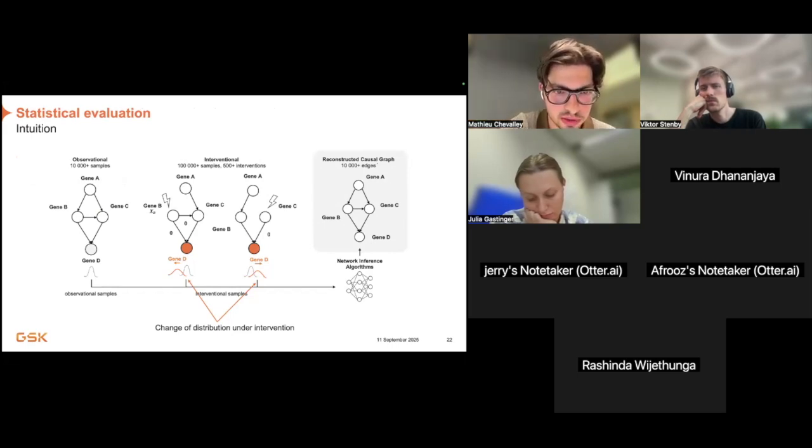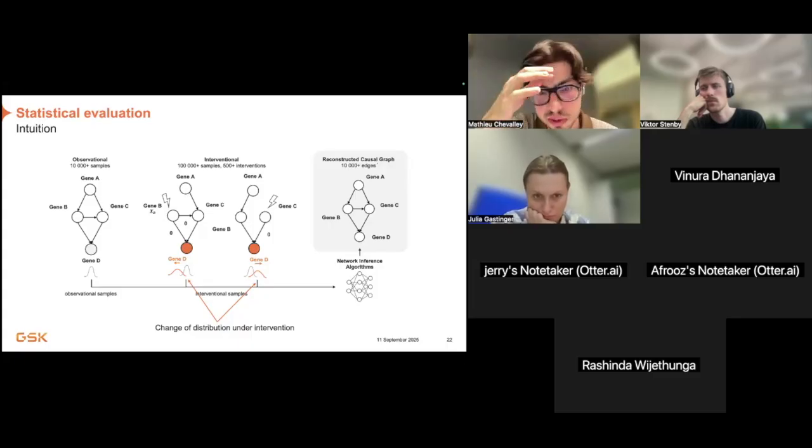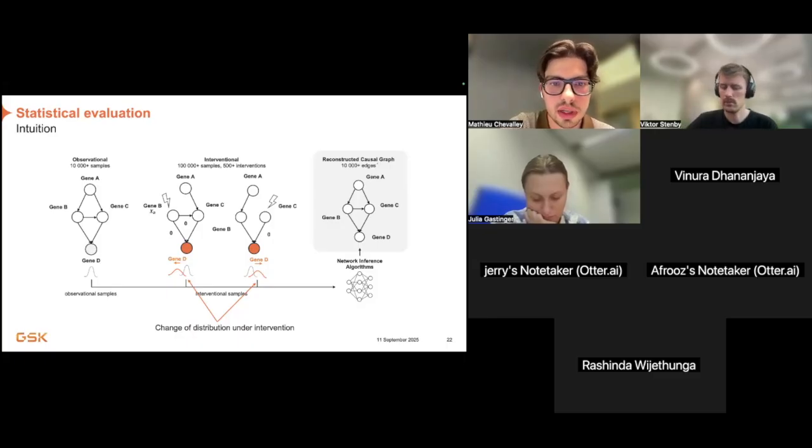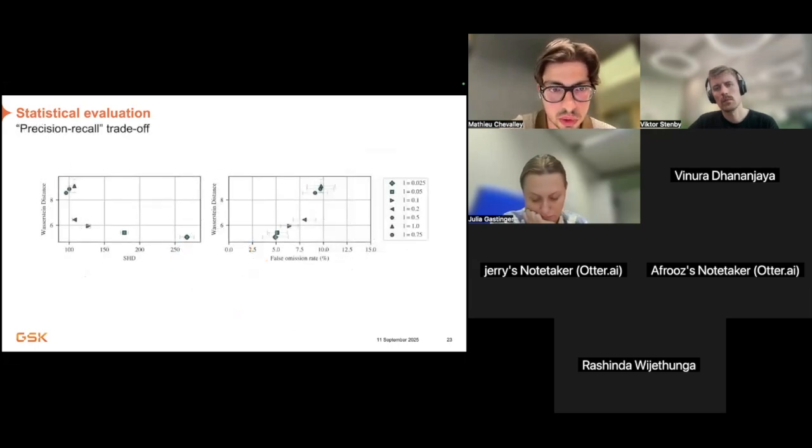To show this again, given the picture, if we intervene on gene B or C, because they are parents of D, then we observe changes in distribution that we can measure statistically. On the other hand, if there is an intervention on D, we should not expect a change in distribution for A, B, and C.